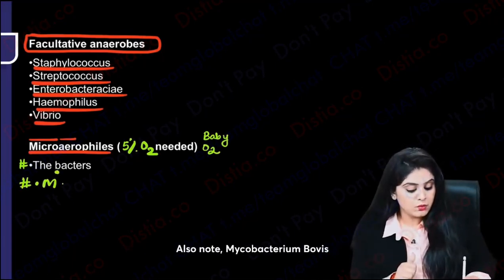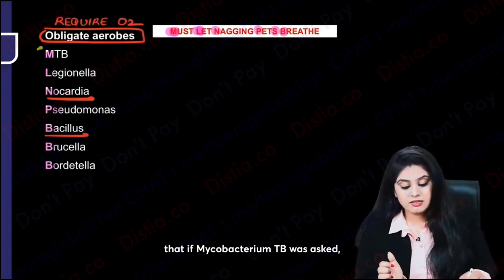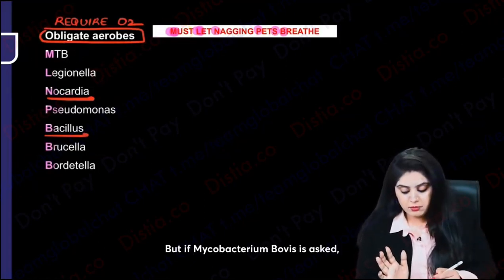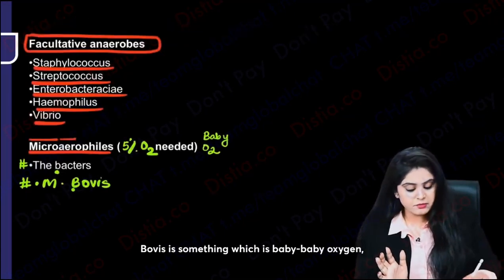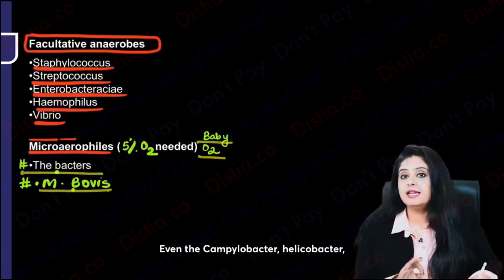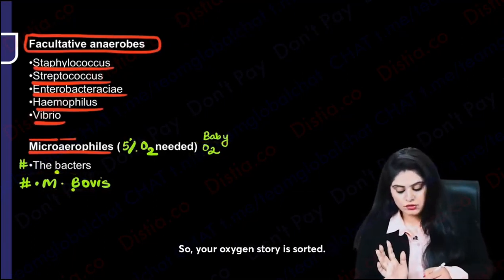Also note, Mycobacterium bovis also needs a baby amount of oxygen. Now I want you to recall that if Mycobacterium TB was asked, that was an obligate aerobe. But if Mycobacterium bovis is asked, bovis needs a little bit of oxygen. Even Campylobacter and Helicobacter will also need baby oxygen. So your oxygen story is sorted.